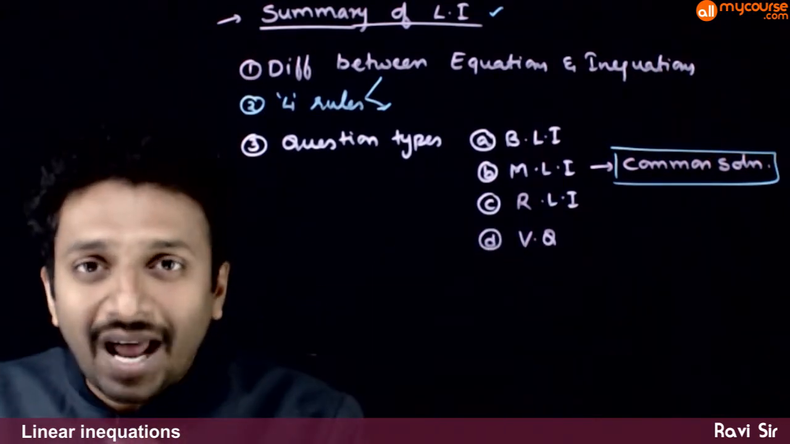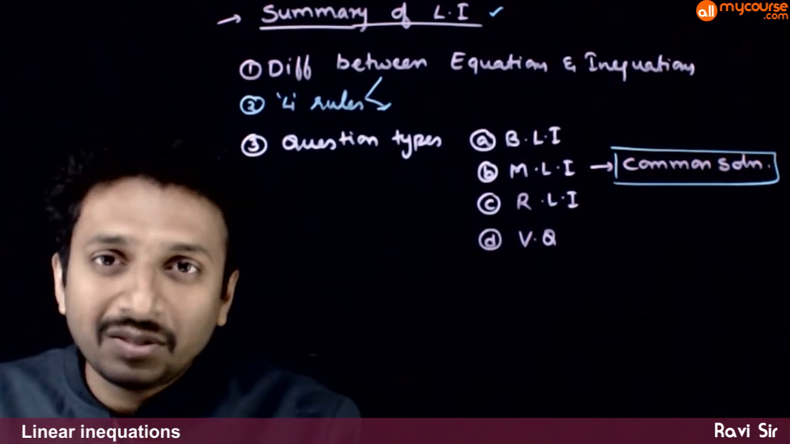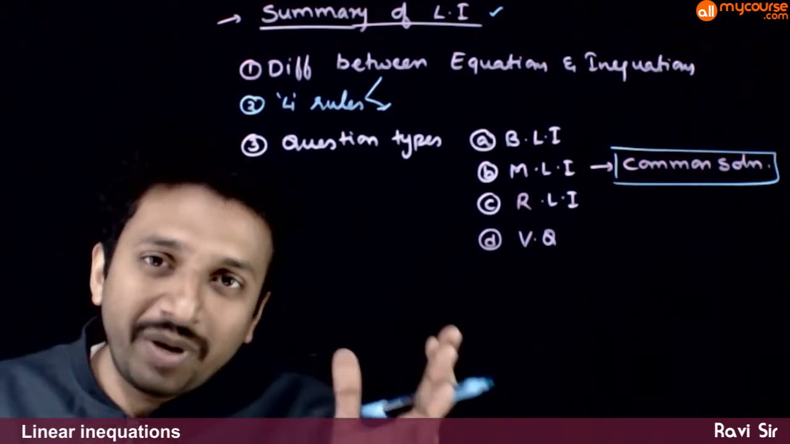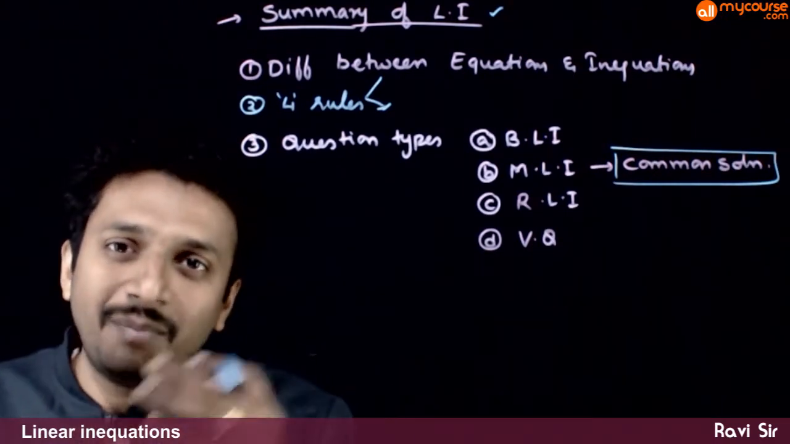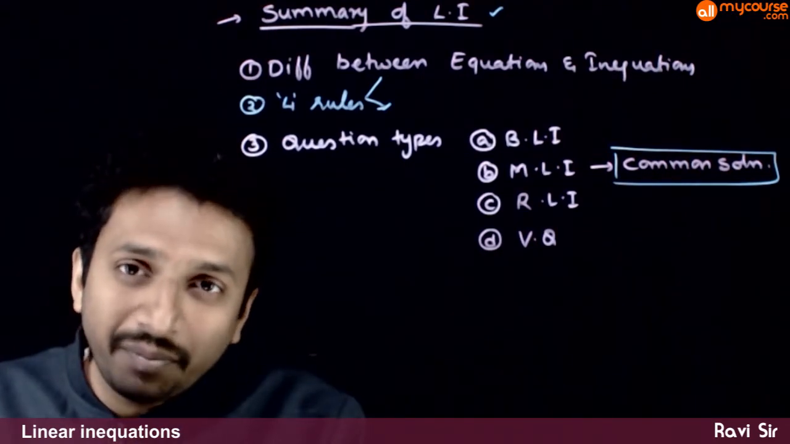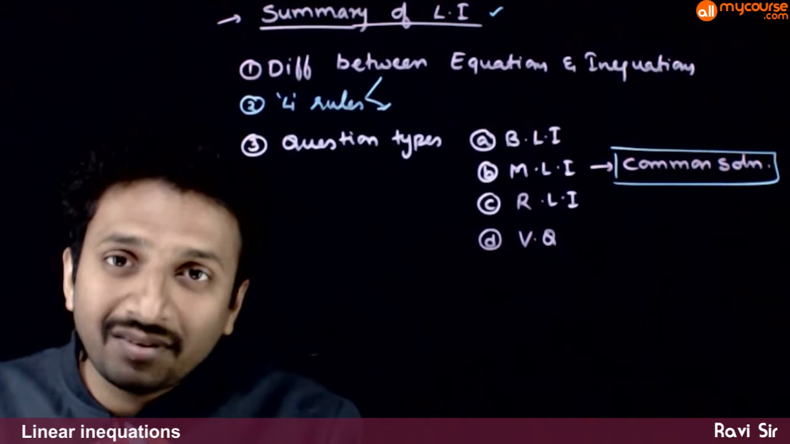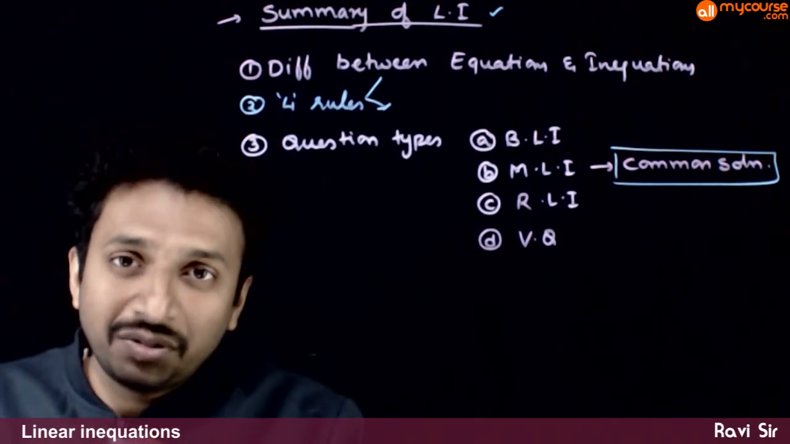Next, you have rational linear inequation. So you have something by something is less than or equal to something. First you bring everything onto one side and make the right hand side equal to 0. And then depending on whether the fraction is positive or negative, you apply different conditions.